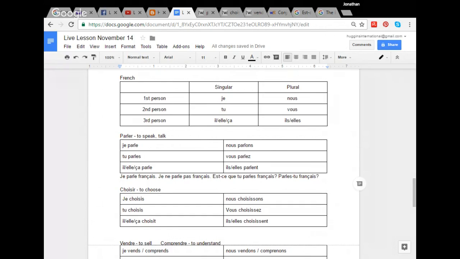Okay. In the second group, choisir is an example of a second group verb that ends with IR.